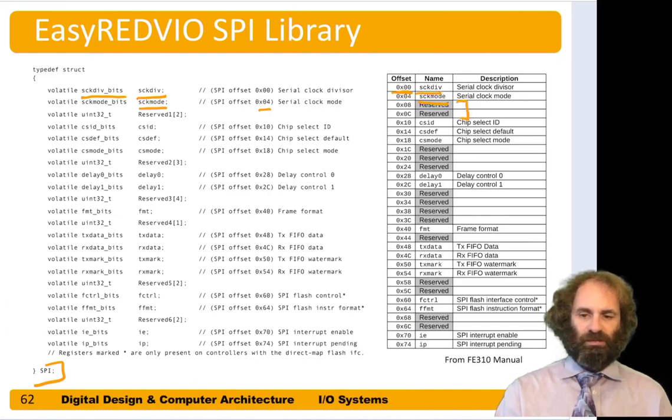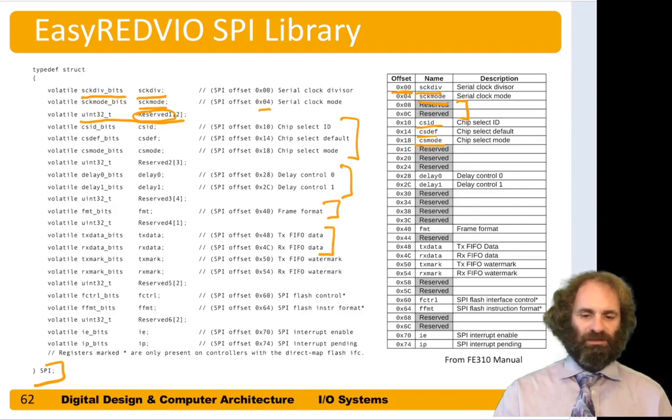Now, the next 2 locations in the memory map are just unused. So to specify that in our structure, we can have an array of 2 uint32s, 2 4-byte numbers, and we'll call them reserved. That means that later the manufacturer might add some more registers to the system, but right now there's nothing at that address. Then we have a register for the chip select ID, register for chip select default, chip select mode. Those are ones we haven't talked about, and usually they're okay by default. There are some delay registers that we usually don't have to deal with. A frame format we'll ignore for now.